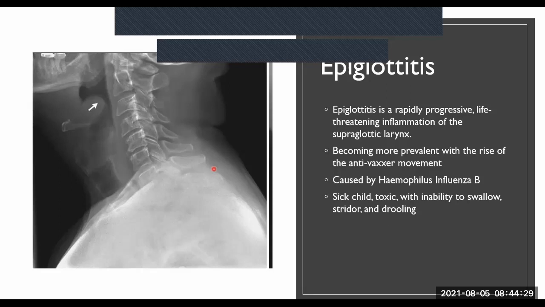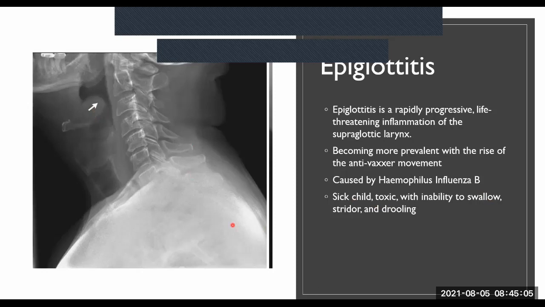All right. So what happens? You generally get a sick, toxic child. So what do we mean when we say toxic? A patient with extremely high temperatures, tachycardic, signs of septic shock. The child is limp, lethargic, extremely sick. But it can occur in adults as well, though it is much more common in children. There is inability to swallow for obvious reasons, stridor for obvious reasons, and drooling because of the inability to swallow.